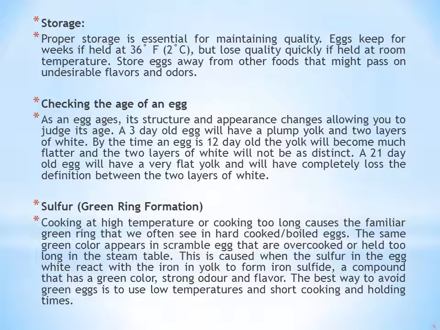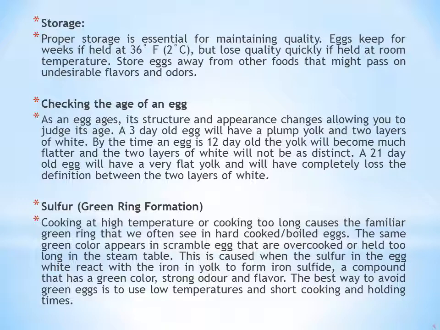Why is there a formation of green ring? Cooking at high temperature or cooking too long causes the familiar green ring that we often see in hard-cooked, boiled eggs. The same green color appears in scrambled eggs that are overcooked or held too long in the steam table.